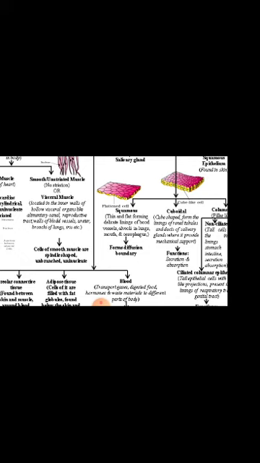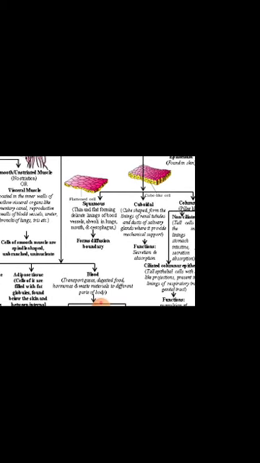Renal, you may not have heard the word, but it is related to the kidneys, and the ducts of the salivary glands, which provides mechanical support. So what is the main function of it? It provides mechanical support and it helps in secretion and absorption. So this is about the cuboidal tissues.